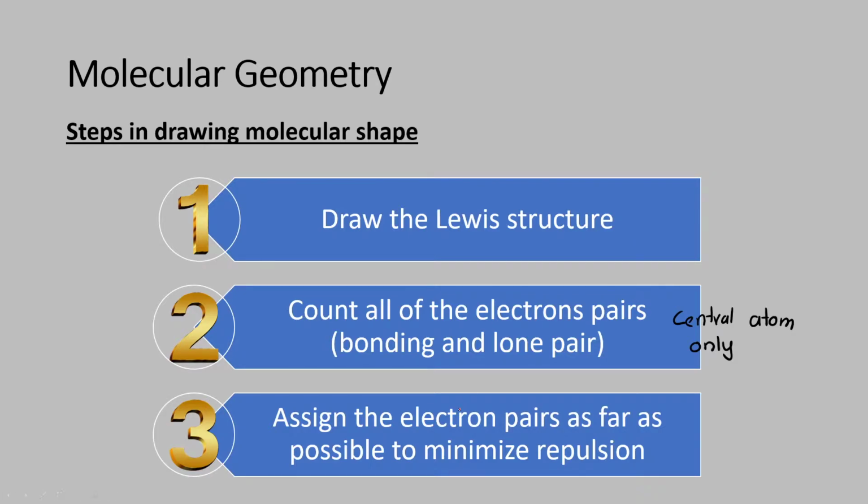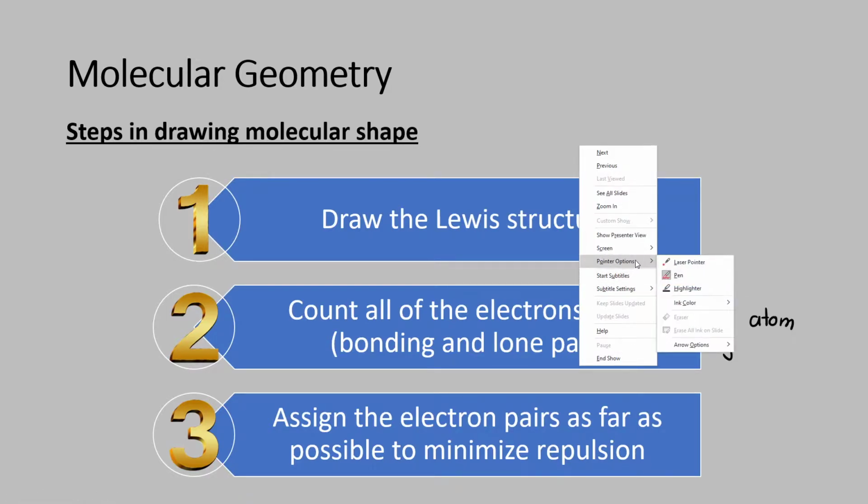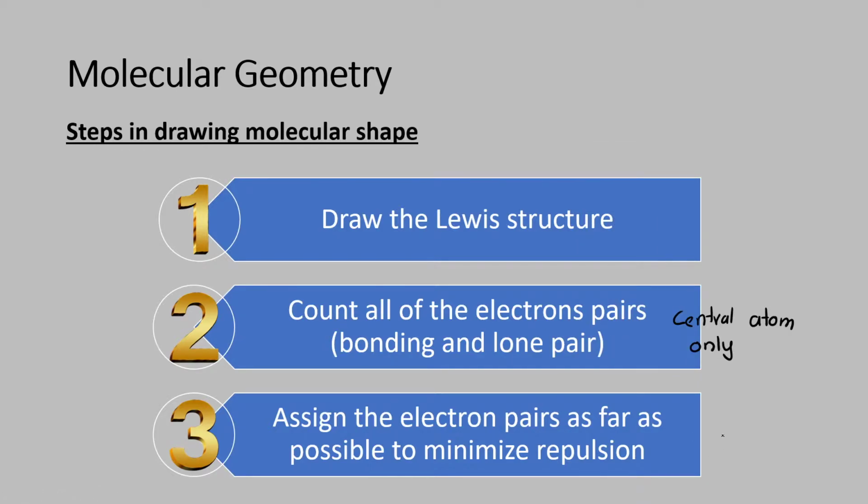Okay, and then assign the electron pairs as far as possible to minimize repulsion. This is basically apa tu VSEPR tu. This is VSEPR. Valence shell electron.